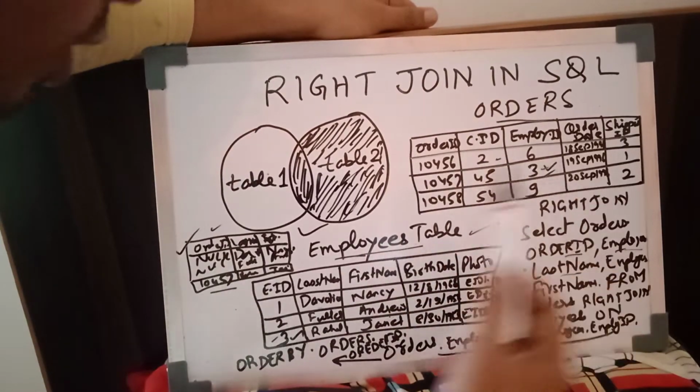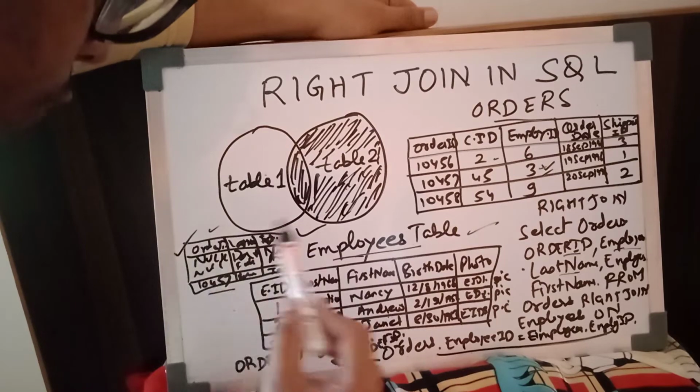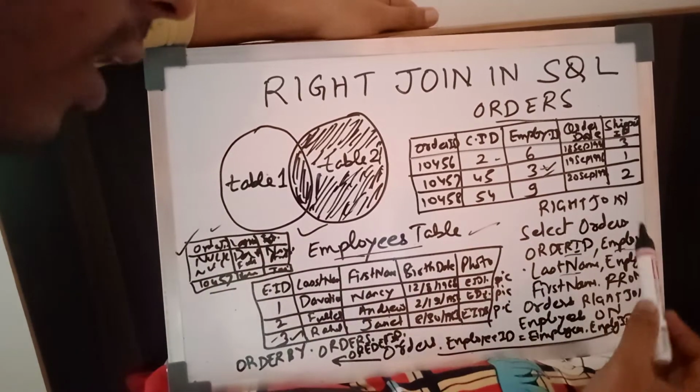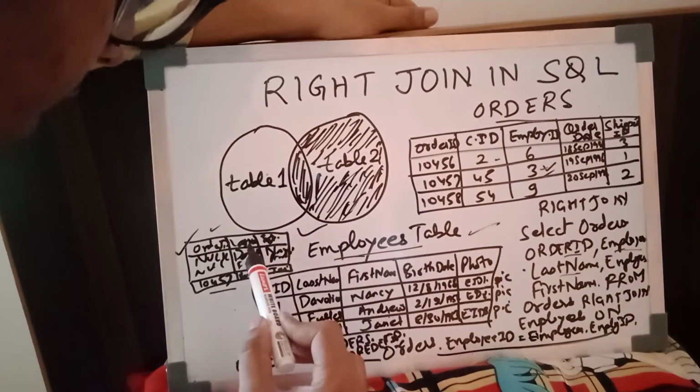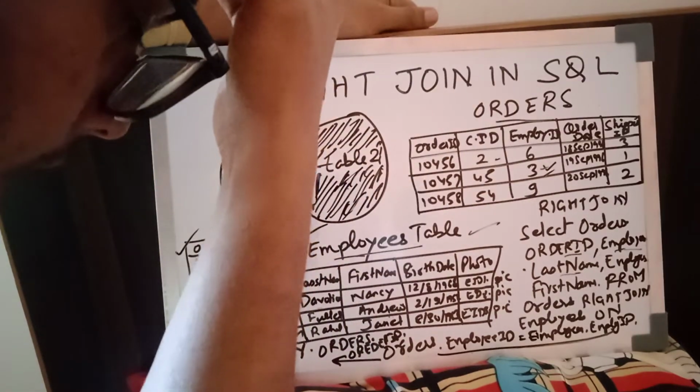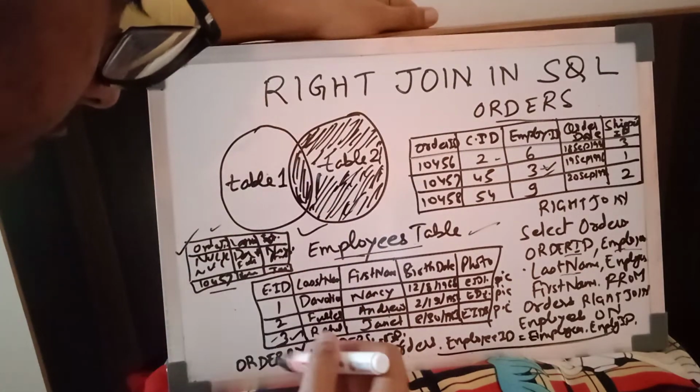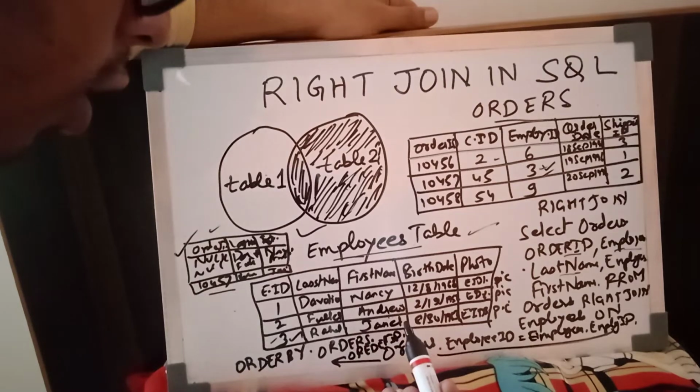So when you apply right join on these two tables, the output which would be displayed would have 3 rows. Since we are displaying 3 columns, they would be order ID, last name and first name, and the output would be displayed in increasing order of order ID.